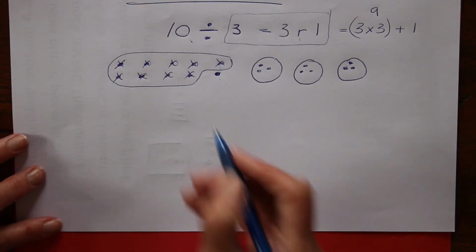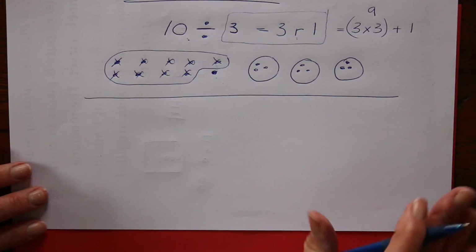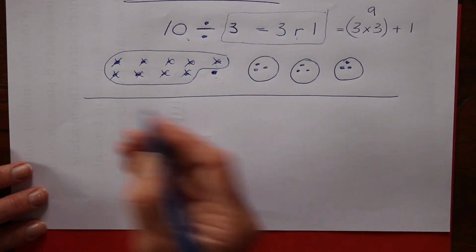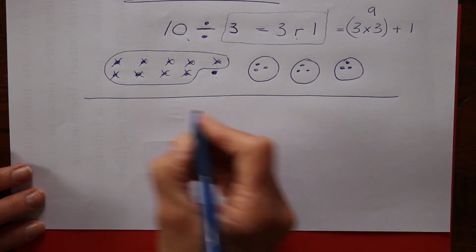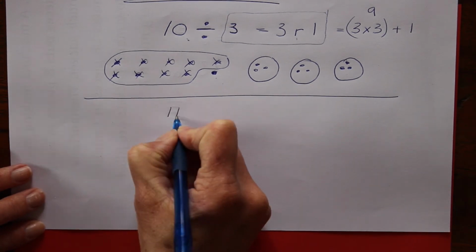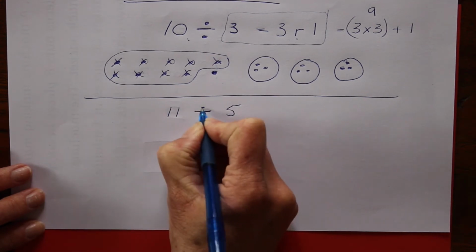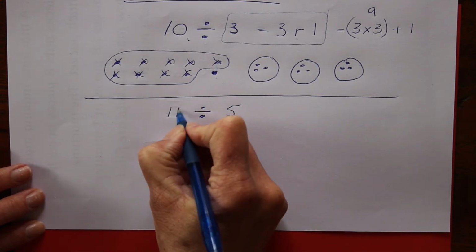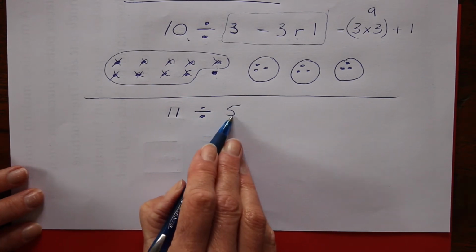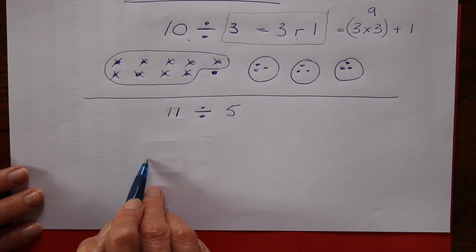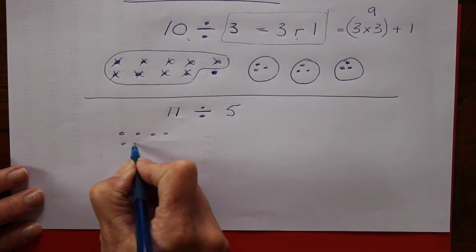Let's move up here. Let's get rid of this. So we've got leftovers. We have to deal with the leftovers. So let's do another number sentence, another division one. Let's do 11 divided by 5. So we've got 11 biscuits and we have to divide it into, or give it out to 5 children. How many biscuits is each child going to get? So here's our 11. So I'm going to write down the 11.